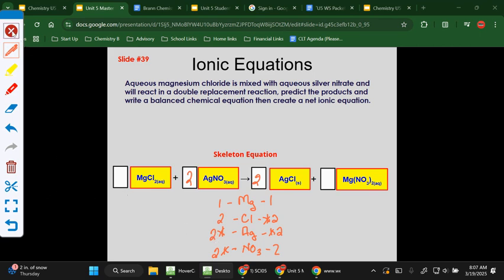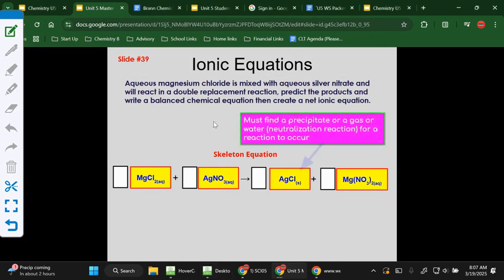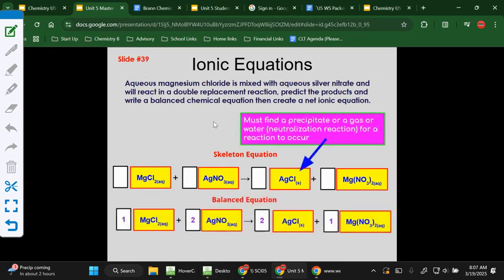Okay. So now I want to show you this part up here where it talked about predict the products, write a balanced chemical equation, and then create an ionic equation. All right. So we found our precipitate. There it is balanced. All I did was balance it just like we did, but here's what you get. Any questions?